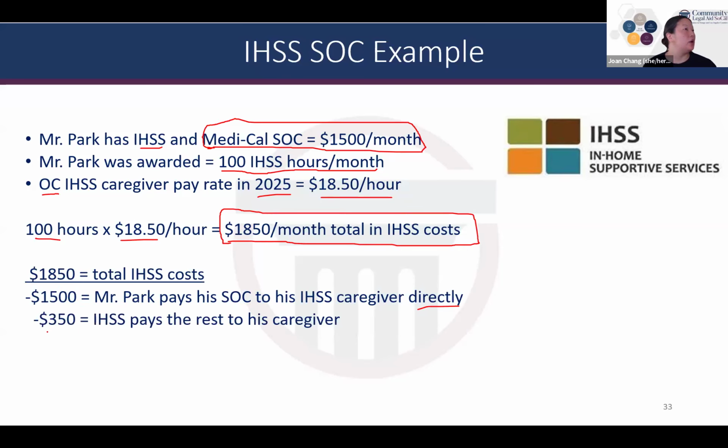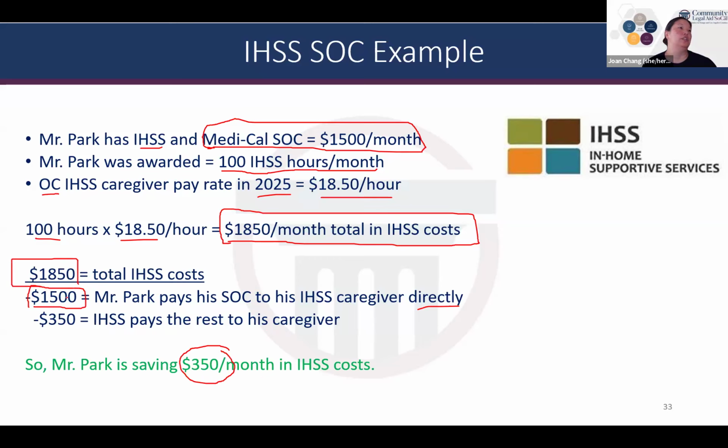And then the remaining amount, which is $350 per month, the state or IHSS pays to the neighbor, the caregiver. So again, the same example, but in a chart format or graph format, I'll show you. Basically, with the share of cost, it's still worth it for Mr. Park because he's still saving $350 per month in IHSS costs. Even though he technically has to shell out the $1,500 himself, it's better than shelling out the full $1,850. He's only shelling out the $1,500.